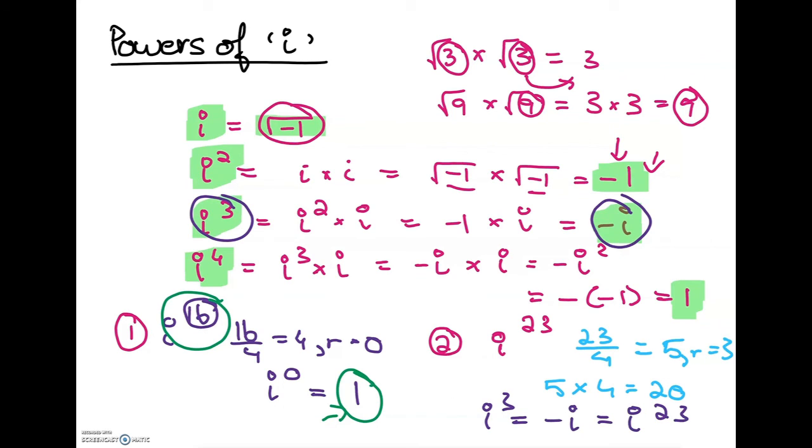It's going to be the same. So essentially, we're just dividing our exponent by 4 and then using that remainder to be able to look at which specific i power we need to use.